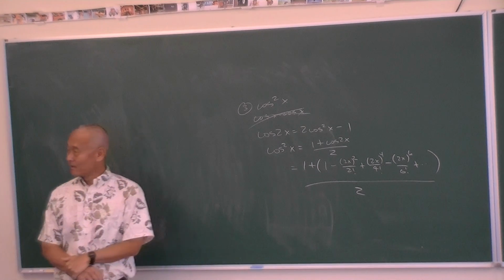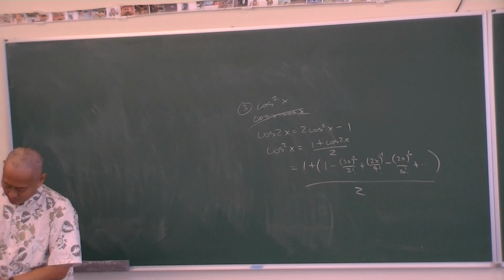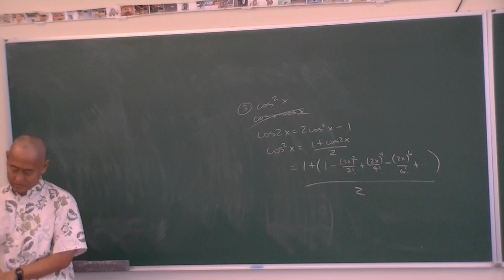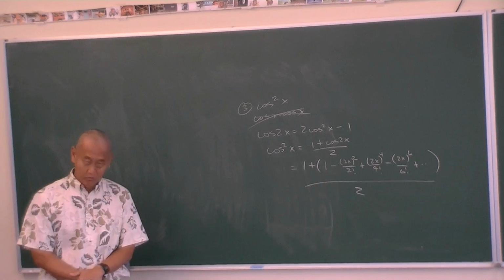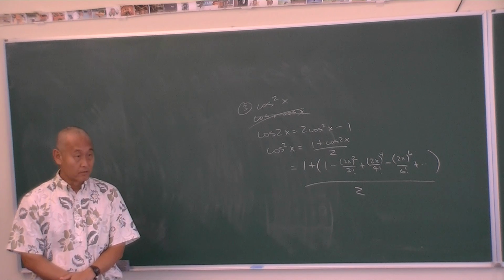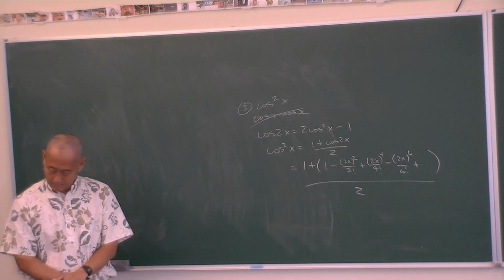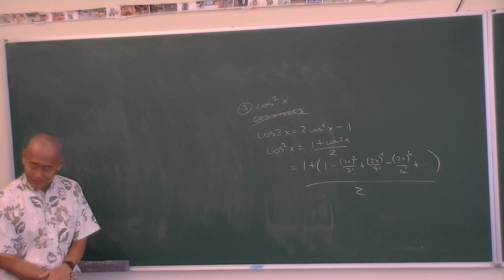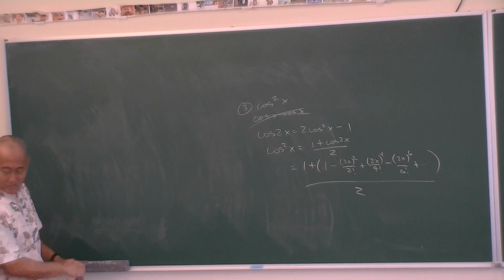Okay, number 5. Number 4, you guys did. How did you guys do number 4? Did you use the binomial theorem, or did you do long division? Okay, whatever. And then number 5. Well, how come you can do 4 but not 5? I'm just curious.